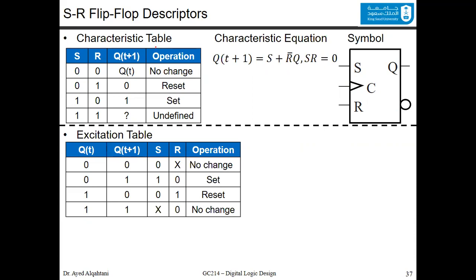Now, the characteristic table for the SR: since it's S and R, not S bar R bar, there are no bars here. Since it is in normal form, both of them will be active high, meaning if the reset is 1, you will reset. The next state would be 0, so you will reset. If S is equal to 1, then you will set. When S and R are both equal to 1, this is the forbidden case. It will give you an undefined value. When they are 0 and 0, the next state would be the current state. So there is no change, and here you are saving the value.